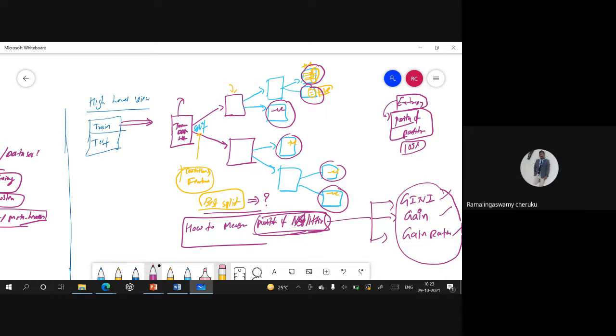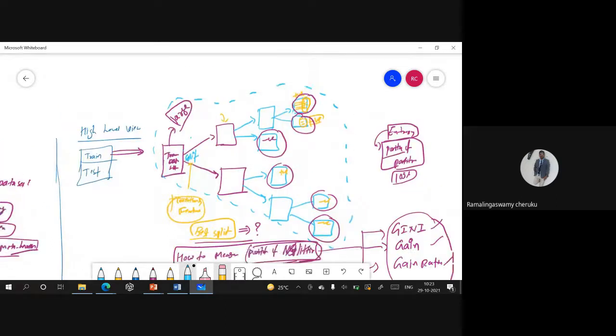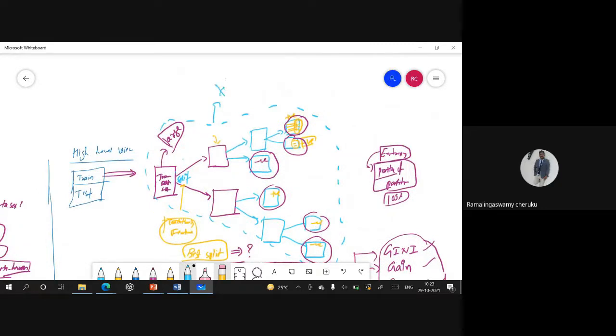Okay, suppose the data size grows exponentially, if the training data set is large, then this whole process of generating a tree will be tedious. It's very hard to solve by computer. It takes so much of computational resources.